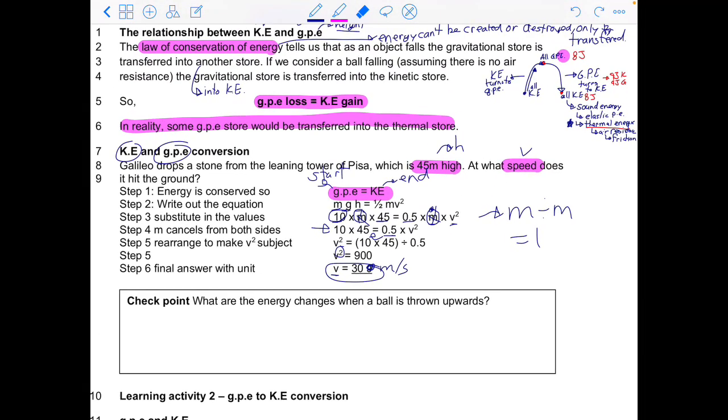So, what are the energy changes when a ball is thrown upwards? Here's your question. Remember, in science, a well-labeled diagram is worth as much as a full paragraph. So there's a diagram here that you could use to answer that question. So pause the video, answer the question, come back to it.